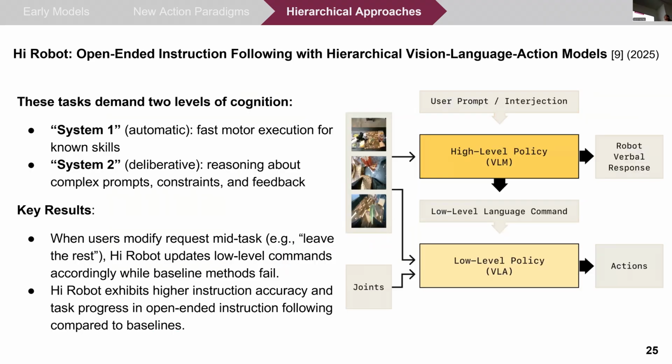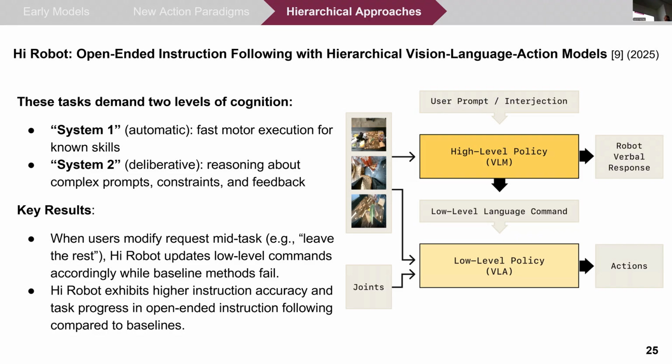So they break this down to tackle these open-ended prompts. They look at this idea of having two levels of cognition. This comes from Daniel Kahneman's book, Thinking Fast and Slow, if you've read that. It introduces this idea of system one and system two. System one is your automatic fast motor execution for known skills. And system two is this deliberative reasoning about complex prompts, constraints, and feedback from users.